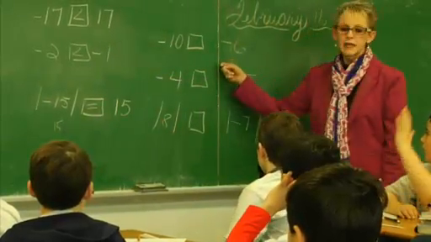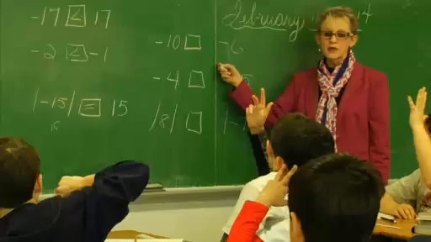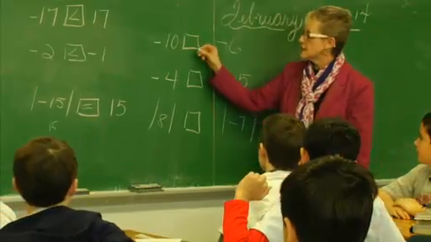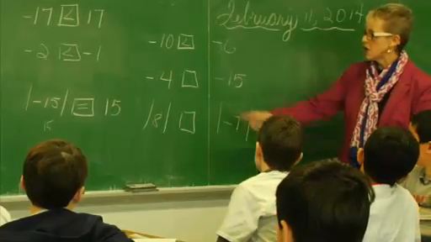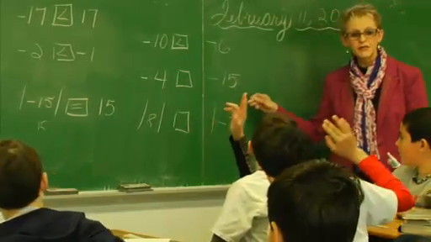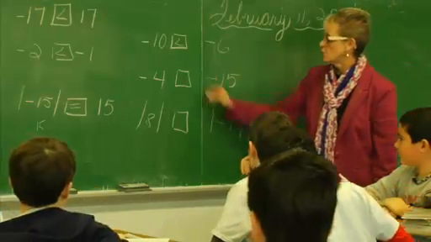What about this? Negative 10 compared to negative 6. Greater than, less than, or equal to? Less than. Why is it less than? Because negative 6 is closer to 0. Okay, nice job. Negative 4 compared to negative 15. John? Greater than.